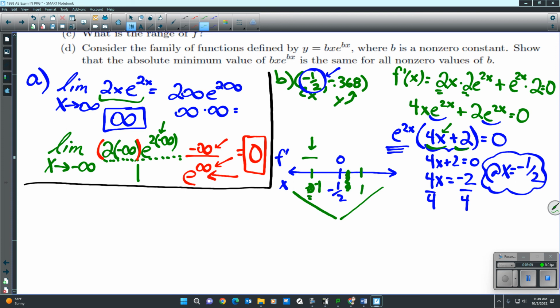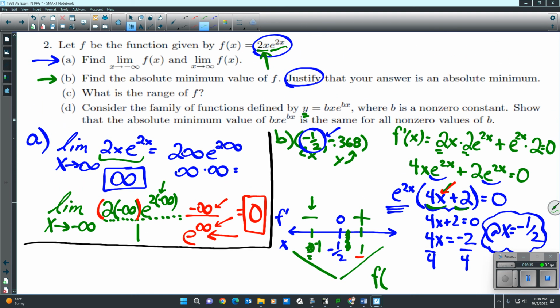What happens if I throw a 1 in? Well, if I throw a 1 into this x, I get 4 times 1 is 4 plus 2, that's a +6. So it's positive. There you go. That's confirmation that it works. And now all I got to do is figure out, what is my f value? I want the actual y value.